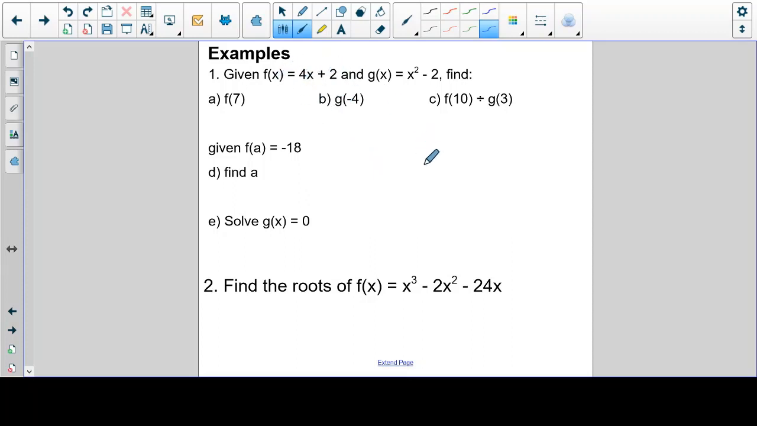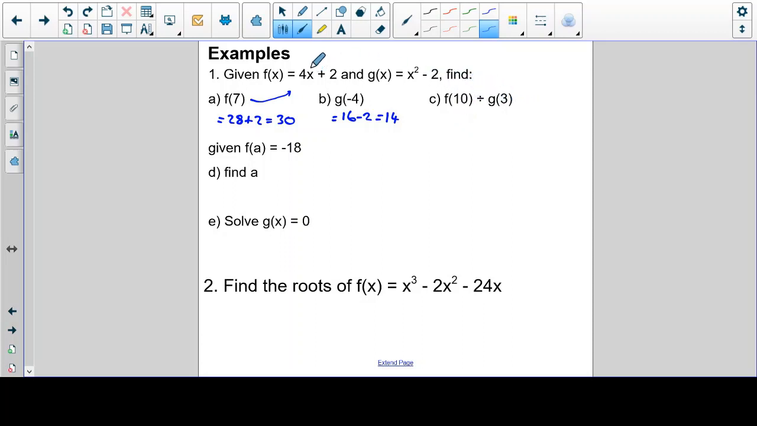Given f of x is 4x plus 2 and g of x equals x squared minus 2, find these substitutions. F of 7 just means substitute 7 into f. So 4 times 7 is 28, plus 2, equals 30. G of minus 4, substituting minus 4 into there, gives minus 4 squared, which is 16. Take away 2, giving us 14.